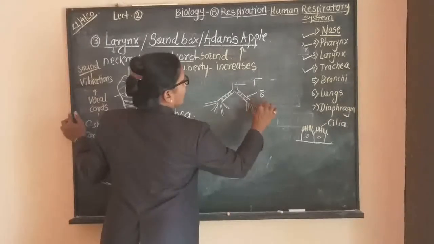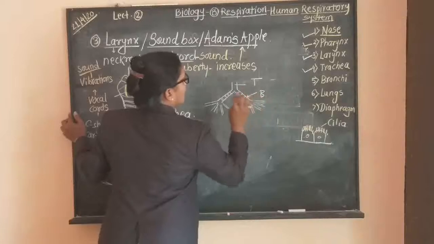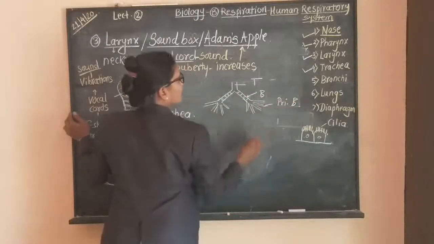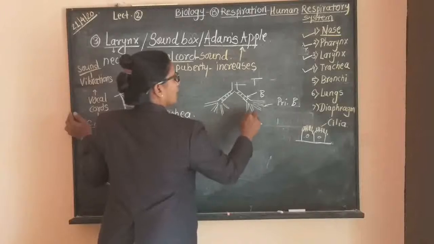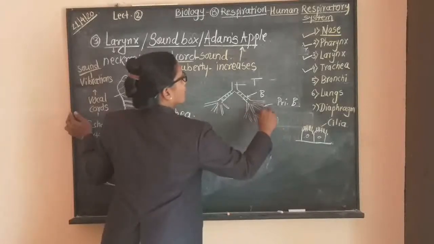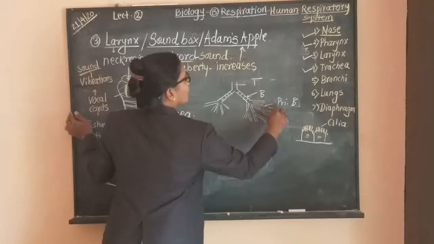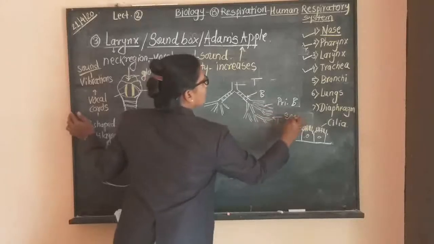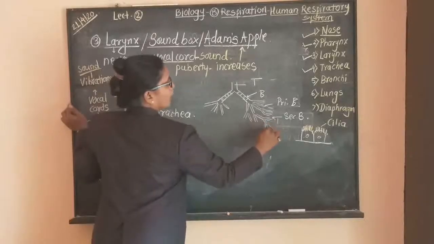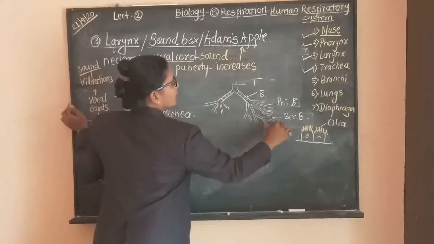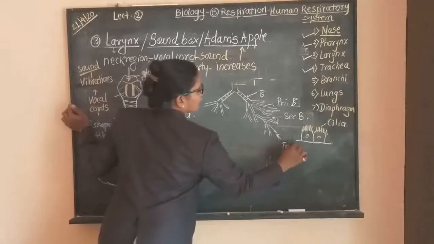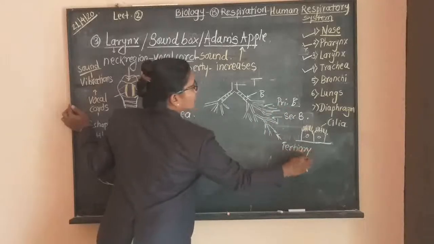Such division into smaller tubes gives the primary bronchioles. Again these are divided into smaller tubes, and these are called secondary bronchioles. Again these are divided into very small capillary-like structures. These are called tertiary bronchioles.